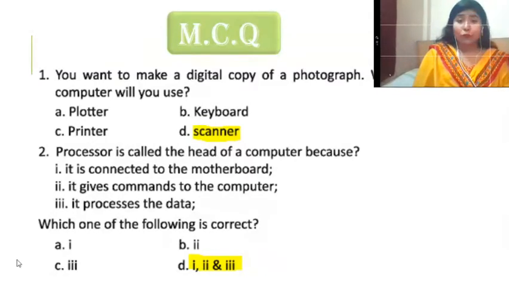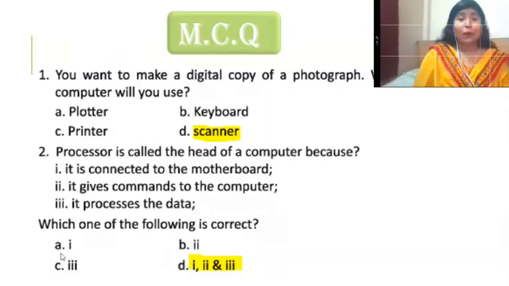This is a new pattern, so you have to follow the pattern, because maybe in the exam you will face this kind of MCQ problem. That's why remember the pattern. Here there are two parts of this question. See, in the lower portion there is another question: which one of the following is correct?